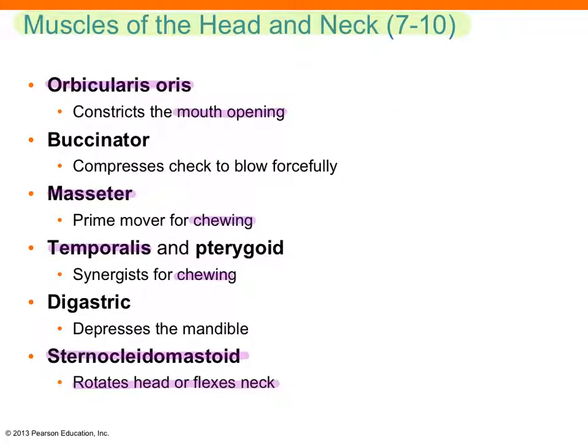The muscles of the head and neck, the ones you need to know is the orbicularis oris, that's the mouth opening, oris for oral. The buccinator, which compresses the cheek to blow forcefully, that'll be on the test, so will the orbicularis oris. The masseter, which is the prime mover for chewing, the temporalis, which is involved in chewing, and the sternocleidomastoid, which rotates the head or flexes the neck.